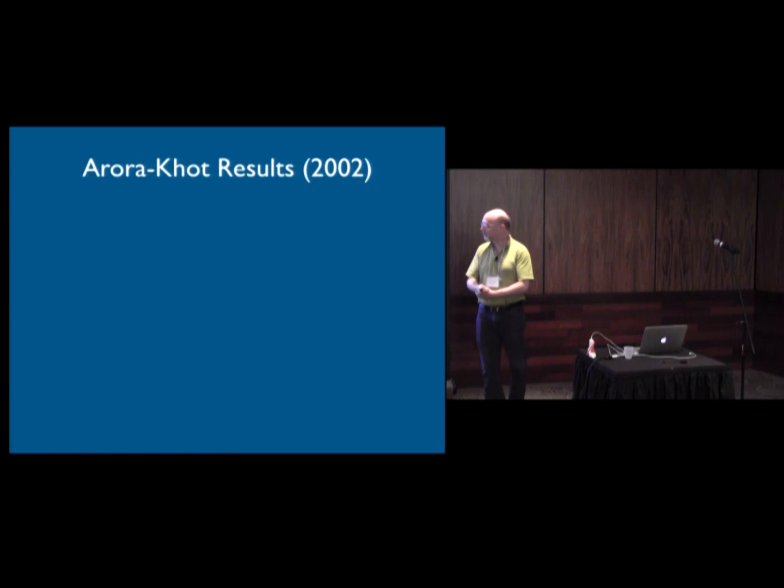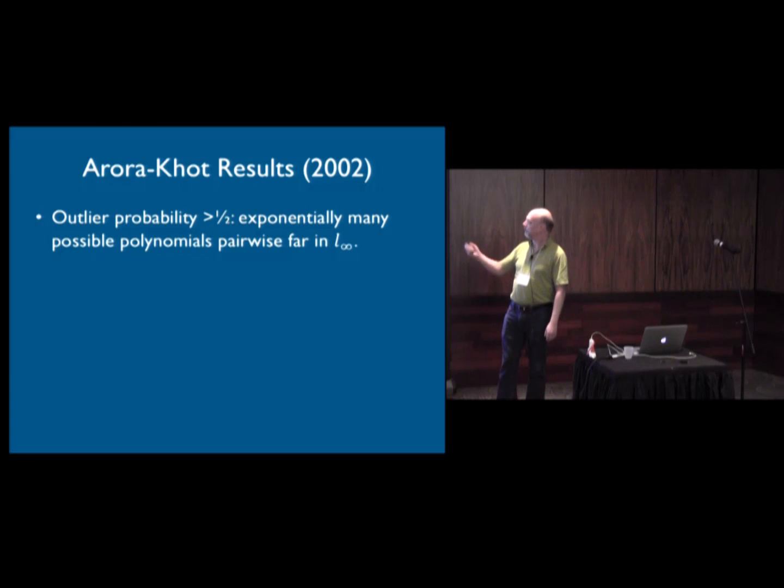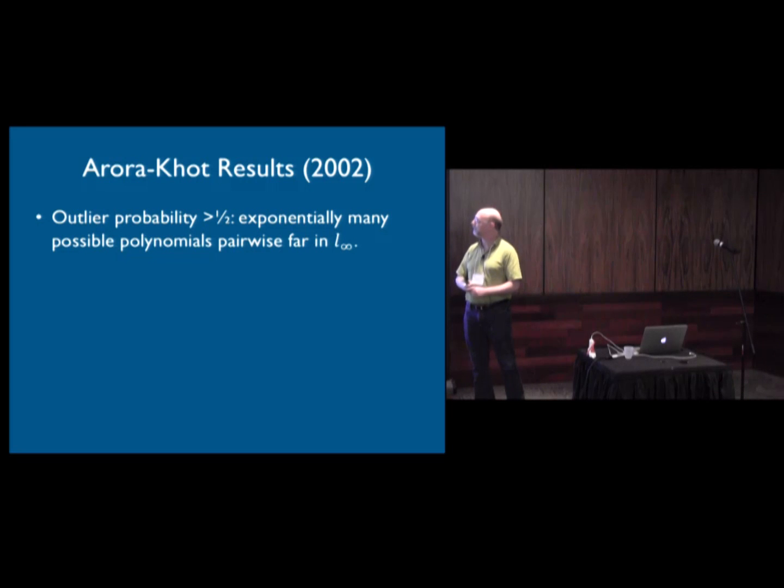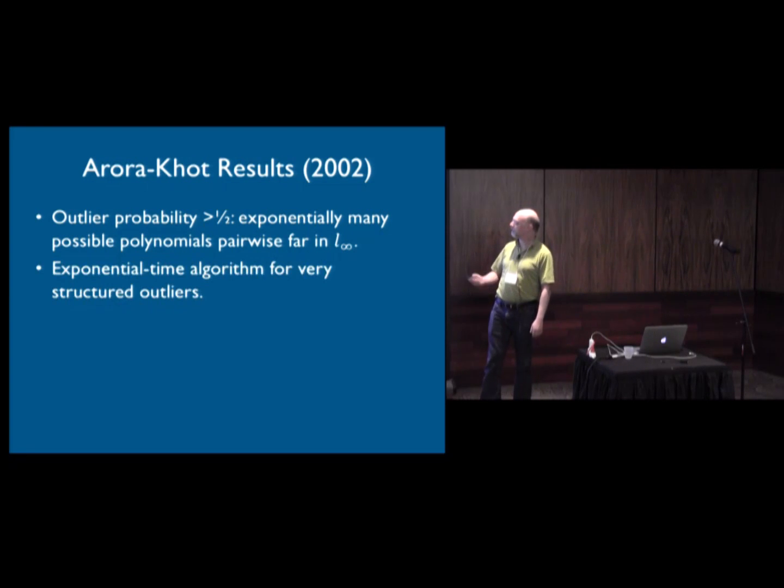So Aurora Cote did study this, and they showed a negative result. They said that if the outlier probability is bigger than half, of course, you can't hope to recover it uniquely, but you might have hoped to give sort of a list of polynomials, analogous to list decoding, that span all the possibilities. But they showed that actually there are exponentially many possibilities that are pairwise far in the L infinity norm. They also gave an exponential time algorithm for very structured outliers. So of course, it was an open question how to handle outliers.